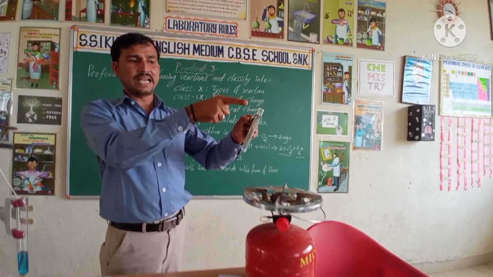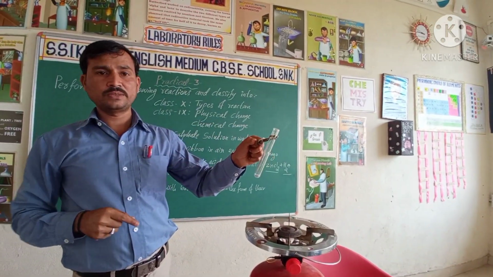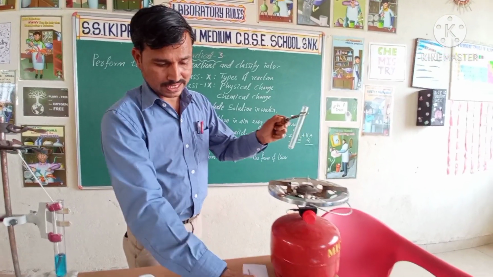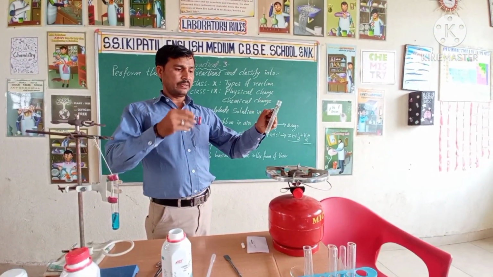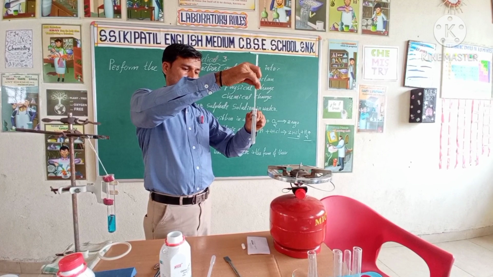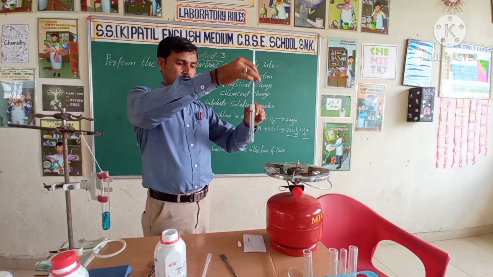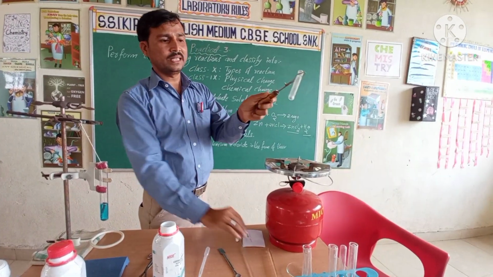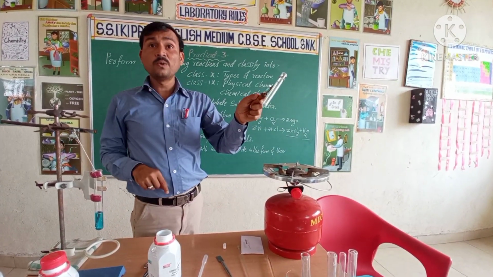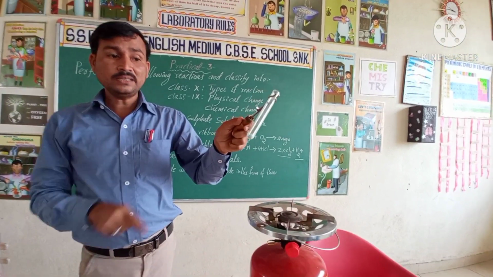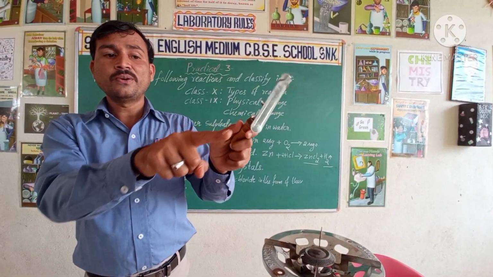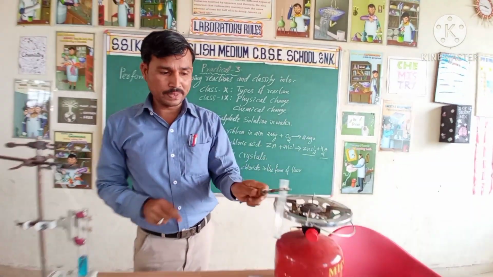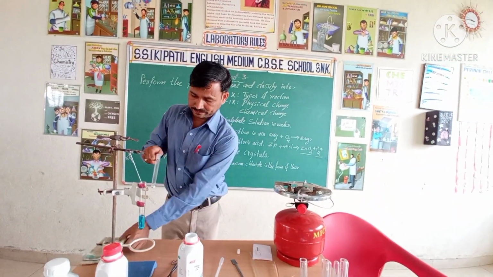See, students, some gas is evolving from the mouth of the test tube. Okay, what happens? See now, what is the color of this copper sulphate now? White. The bluish color turned into white. Can you see this? Is it clear? Yes, then we'll check.